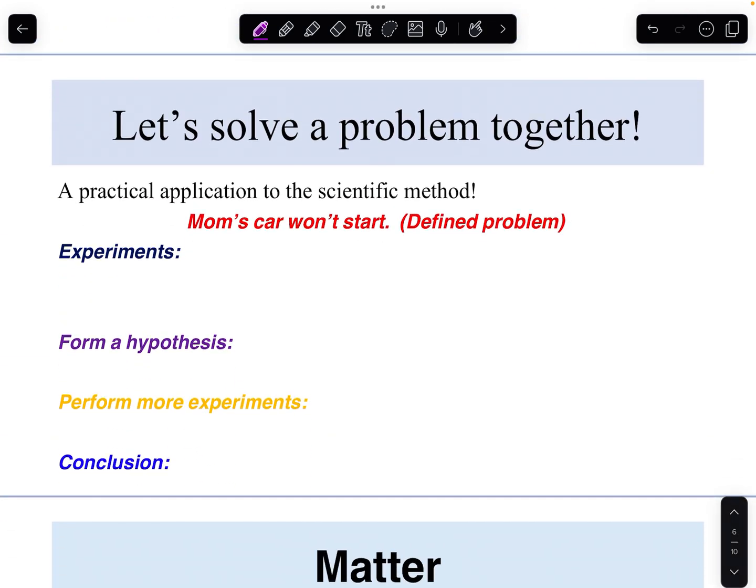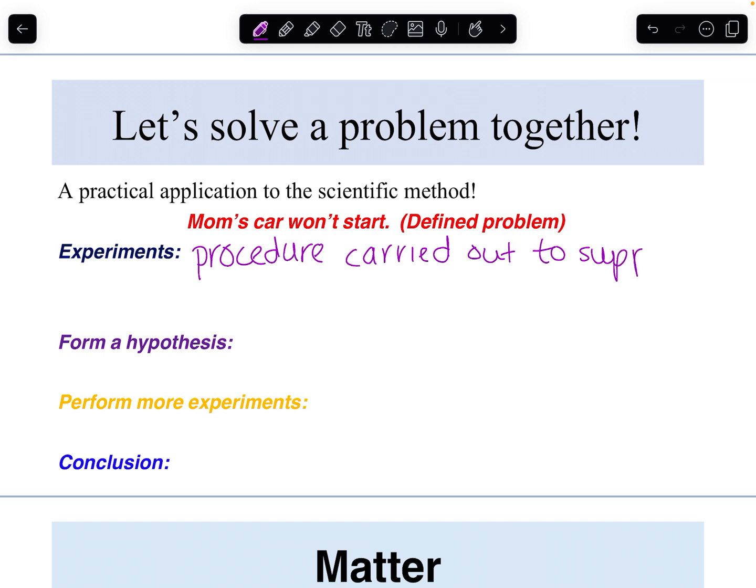Now let's apply the scientific method to a very practical application. Let's say your mom's car will not start. That is your problem. So what you're going to have to do is perform an experiment. Let's remind ourselves what an experiment is. An experiment is a procedure carried out to support or refute a hypothesis.